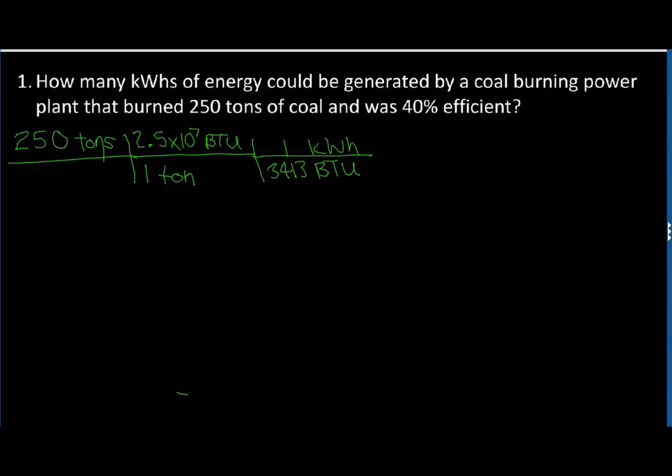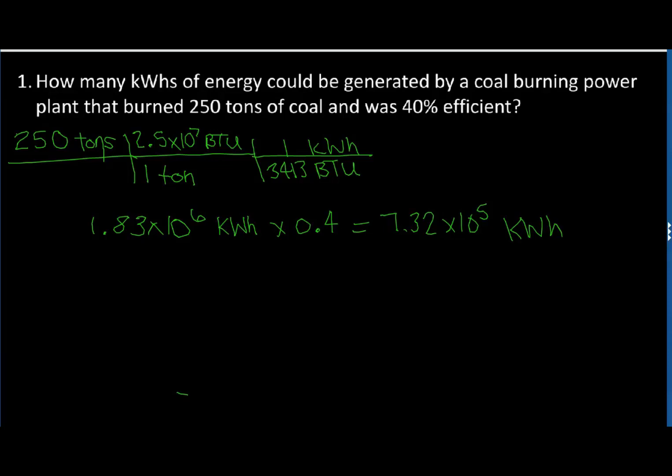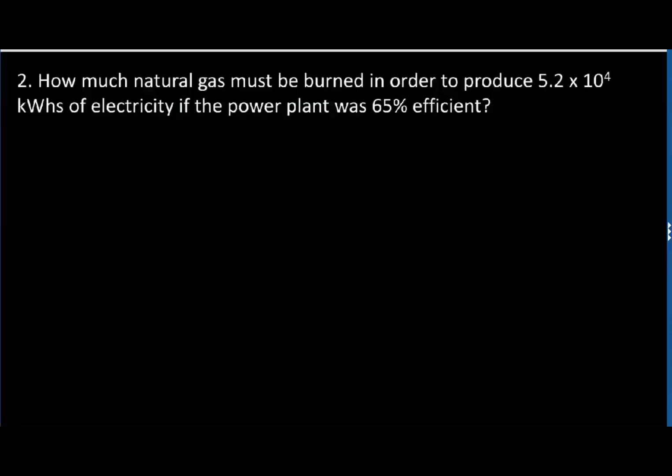Okay, so this gives me 1.83 times 10 to the 6 kilowatt hours. And now I'm going to take my 40%. So I'm going to multiply that by 0.4. And that's going to give me 7.32 times 10 to the 5 kilowatt hours. I'm not going to count sig figs and all that stuff. If you want to write the whole thing out instead of scientific notation, that's fine. But that's your answer for problem 1.